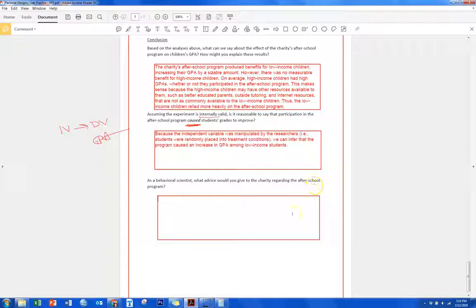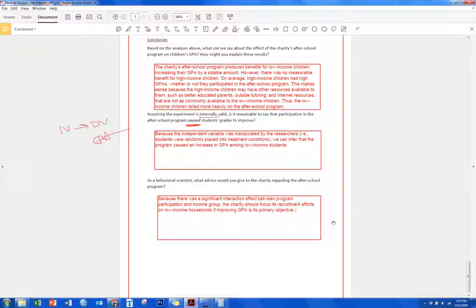First one has to do with the observed interaction effect. Because there was a significant interaction effect between program participation and income group, the charity should focus its recruitment efforts on low-income households if improving GPA is its primary objective. So if you're about GPA and this is what you're trying to accomplish, don't waste your time on the high-income kids. I mean, you're a charity.